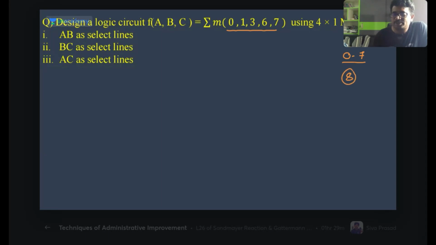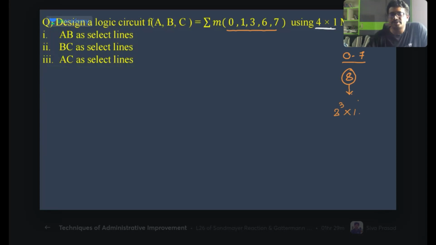How many inputs are there? 8 inputs are there. Yes or no, first of all? Yes, to implement this we need eight inputs. 8 means 2 cube. So what is the size of the mux required? Here an 8 by 1 mux is required. But they are asking to implement it using only a 4 by 1 mux, not an 8 by 1 mux.